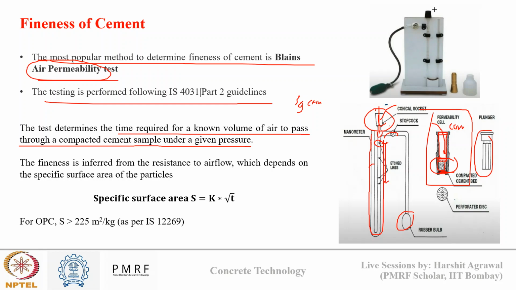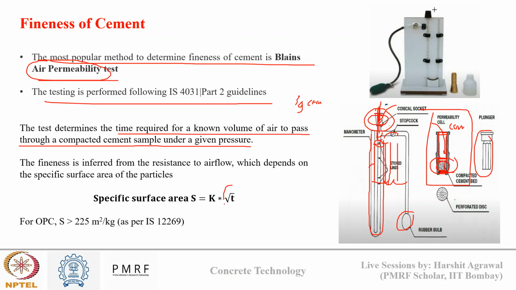The amount of time that the fluid takes to drop between two known points is what we use to define the fineness of cement, because the air is passing through this compacted cement bed. If it is finer, it will allow air to pass slowly, so this drop will take more time. If it is coarser, the air will pass fast, so this drop will happen in lower time.